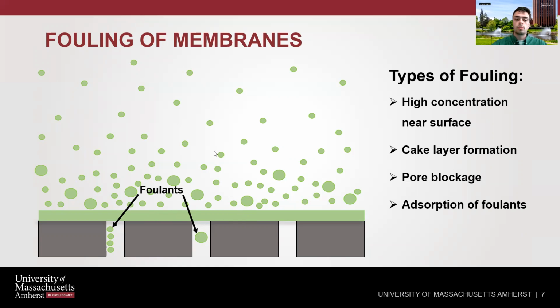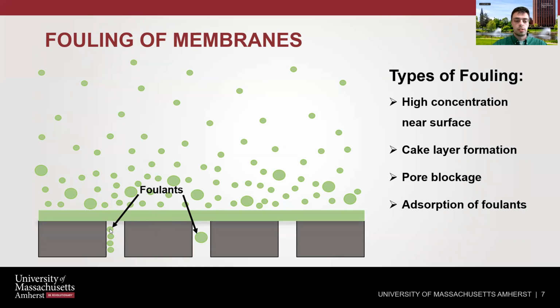Another kind of fouling is pore blockage. When a larger particle makes its way into the membrane partially, but gets lodged in, it blocks that singular pore for any other particles trying to pass through, resulting in reduced permeation.